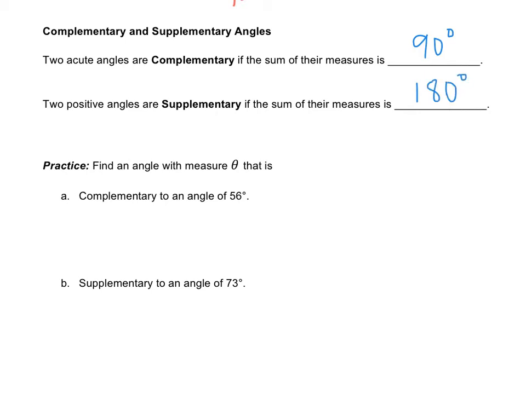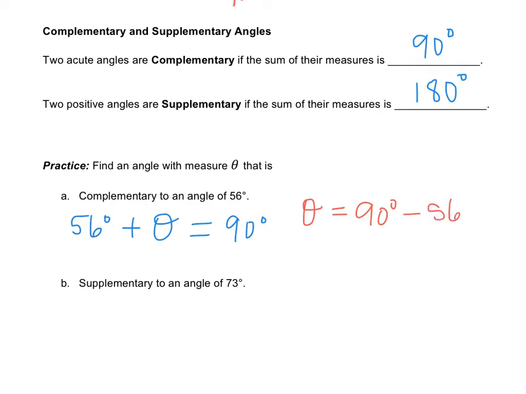So let's practice that. Let's find an angle with measure theta that is complementary to an angle of 56 degrees. That means that 56 plus whatever the measure of that angle is equals 90 degrees. So the measure of theta is 90 degrees minus 56 degrees. So theta is 34 degrees.